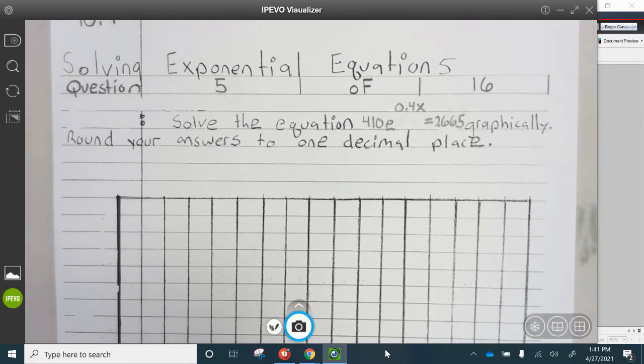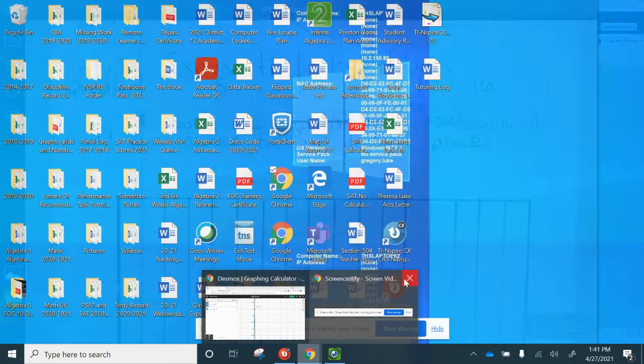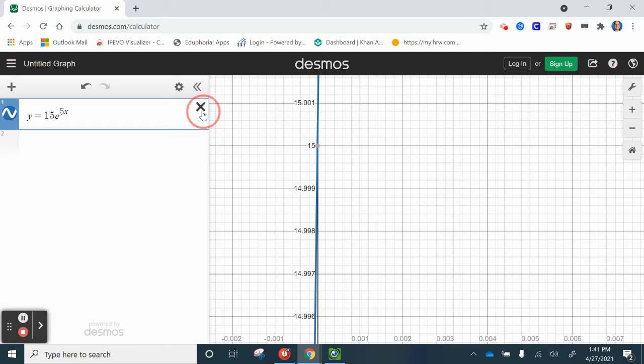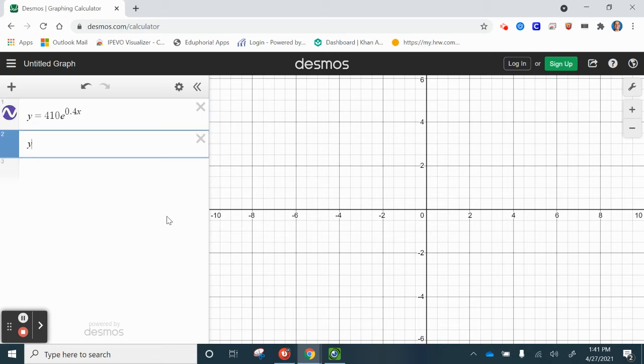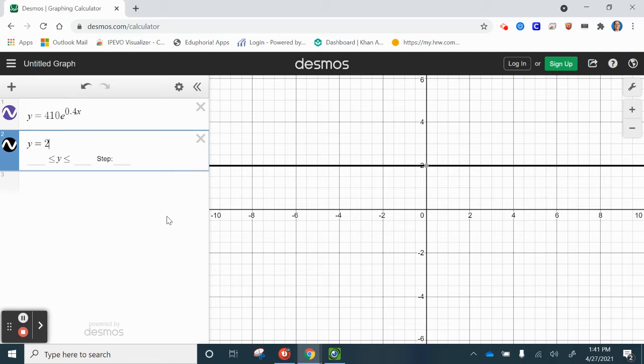Question 5 of 16. Solve the equation 410e to the 0.4x equals 2,665 graphically. Round your answer to one decimal place. Again, we're going to come to Desmos. X out here, press the home key, and graph y equals 410e to the 0.4x and y equals 2,665.